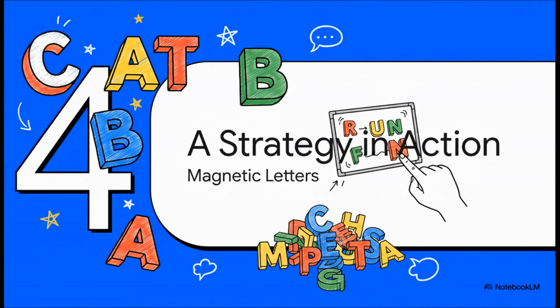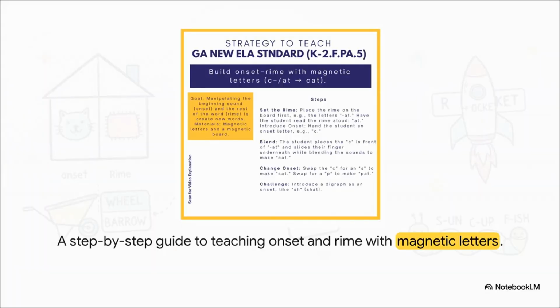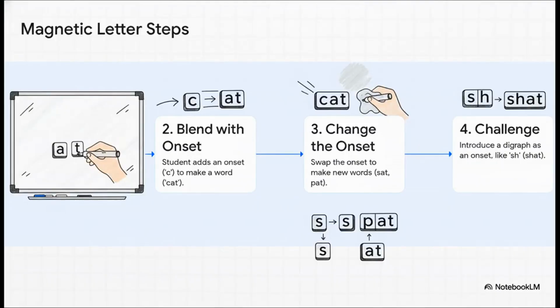Okay, let's zoom in on one of those ideas and do a bit of a deep dive. Using magnetic letters is an incredibly effective and really engaging way to teach onsets and rhymes. Let's look at exactly how this works. This strategy card just lays out the whole activity so perfectly. Your goal is really simple. You want students to actually touch and move the sounds to create new words. With just a few magnetic letters and a little whiteboard, you can take this abstract idea of sound manipulation and make it completely hands-on.